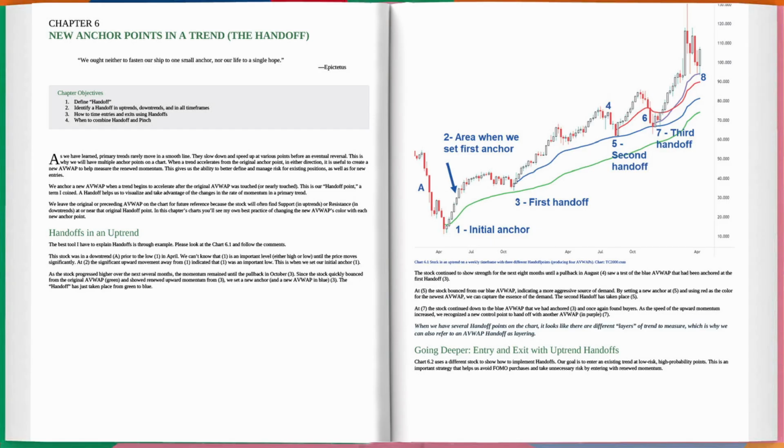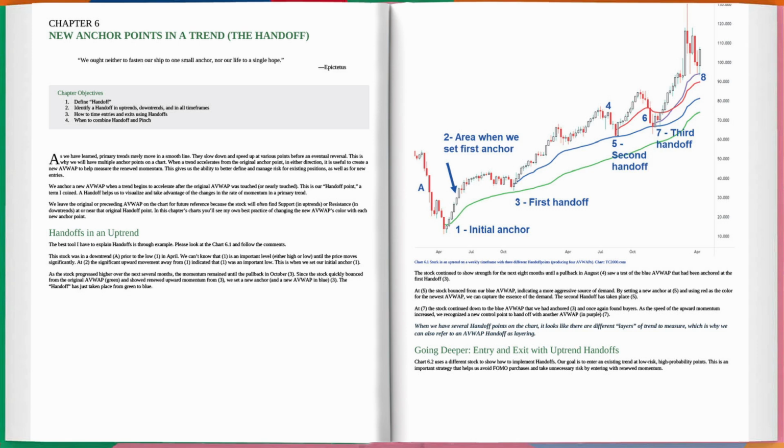We anchor a new AVWAP when a trend begins to accelerate after the original AVWAP was touched or nearly touched. This is our handoff point, a term I coined. A handoff helps us to visualize and take advantage of the changes in the rate of momentum in a primary trend. We leave the original or preceding AVWAP on the chart for future reference because the stock will often find support in uptrends or resistance in downtrends at or near that original handoff point. In this chapter's charts, you'll see my own best practice of changing the new AVWAP's color with each new anchor point. Handoffs in an uptrend.